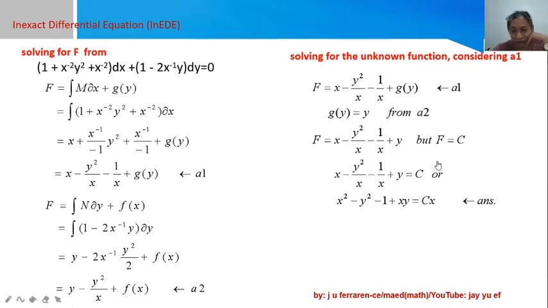But my f is equal to c, so you only take the term that is purely y. We have f being equal to c, so if this is my f, I can equate that to c. This is your general solution, or I can remove my denominator by multiplying every term by x. So, this is your answer.